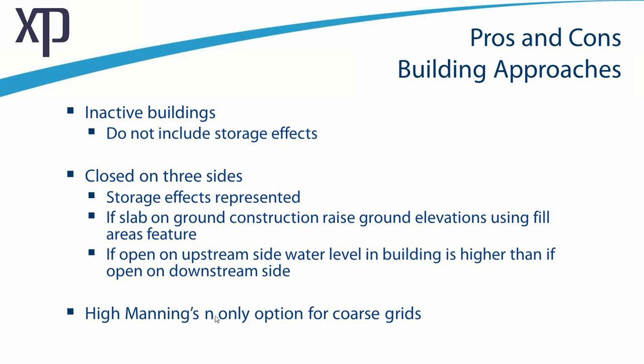The high Manning's N option is quite common, partly because it's probably the easiest to do, and certainly if you are provided with a building footprint layer. It's also a good option for your coarser grids, but it may not give you the complex flow patterns you might need if you're drilling down to a very fine resolution.